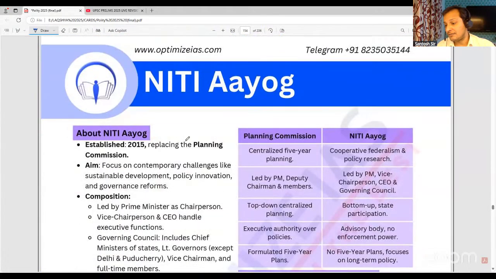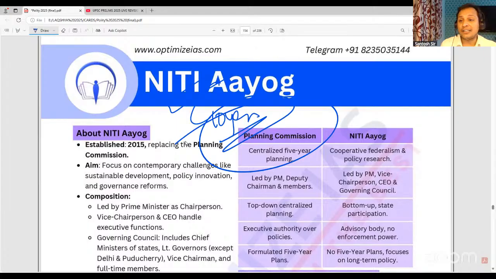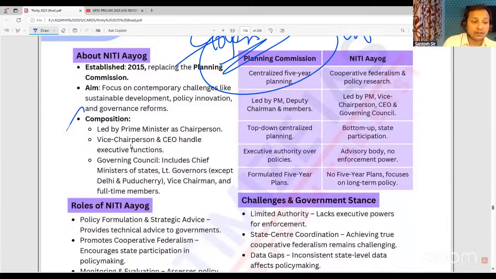The next body is NITI Aayog, which is very important, because this year we are completing 10 years of NITI Aayog. NITI Aayog basically displaced the Planning Commission. It is an executive body. The focus of NITI Aayog is cooperative federalism and bottom-up planning. The composition of NITI Aayog can be asked, guys.